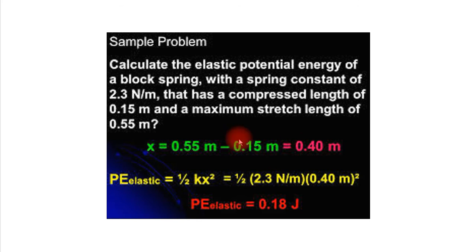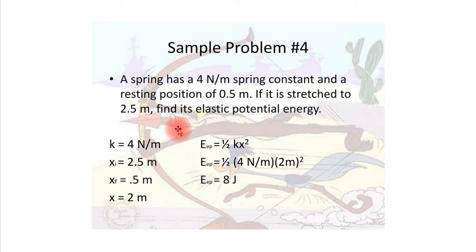And the next problem. Calculate the elastic potential energy of the block spring with a given spring constant, and this is the compression. The maximum stretch length is equal to this. The difference between the maximum stretch and the compressed length is equal to the extension. First we have to determine the value of x, and then the elastic potential energy is half into kx square. So these are all problems on elastic potential energy. They are very simple problems.